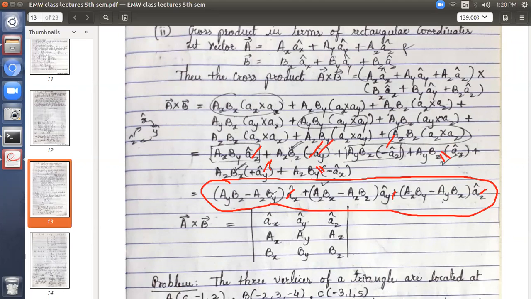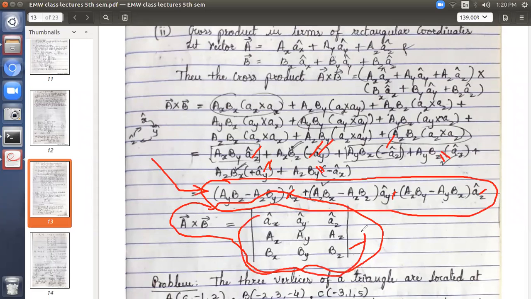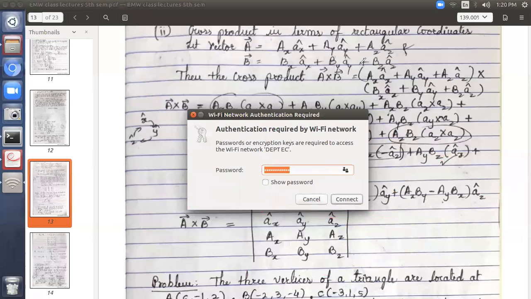Then can we represent this in any short form? Yes, we can. The cross product can be calculated using the determinant. Whatever equation we have got, we can present in this form. If you expand this and calculate the determinant, you will get this equation back. In short, the cross product can be written in this determinant form. I hope you remember how to calculate the determinant.